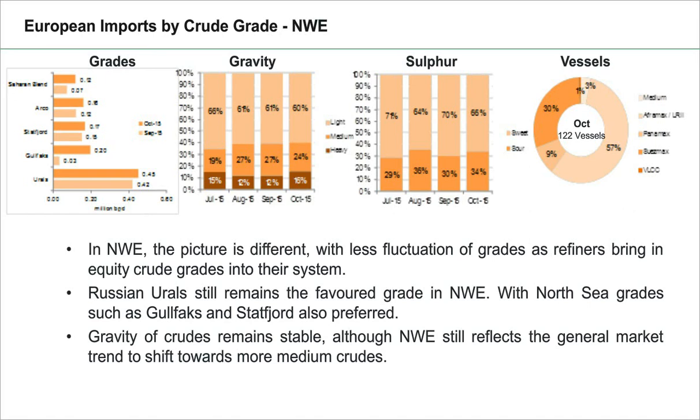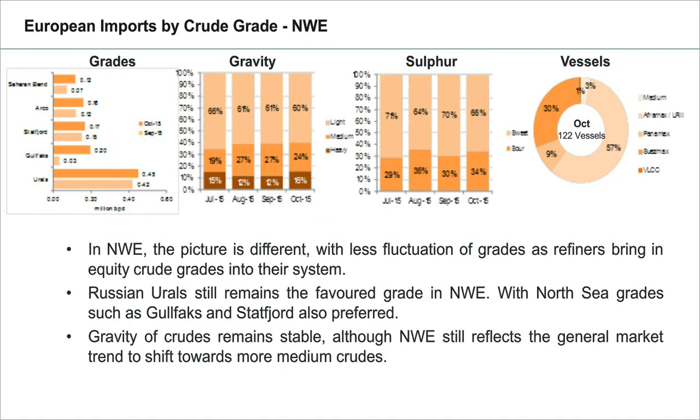As a result of this steady baseload capacity, the gravity remains relatively stable, although Northwest Europe reflects a general market shift towards more medium crudes as distillate and heavy production demand increases. If we look at the sulfur content, the grades are generally more focused on the sweet grades. The systems are not necessarily geared towards high sulfur grades, which are imported and exported from ARA. Many Northwest European locations are also constrained in taking larger vessels compared to ARA, so we still see a lot more Aframaxes being brought in, with around 57% of the 122 discharges being attributed to this cargo size.